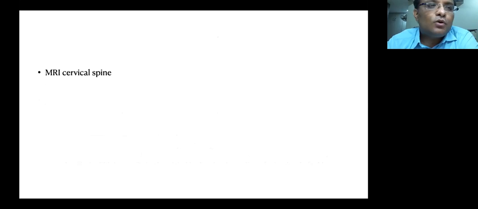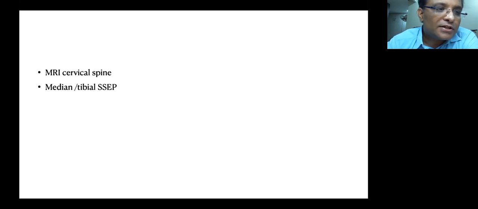Now, what we generally do when we encounter a patient with Hermit sign is get an MRI cervical spine to look for any structural abnormality, any compression, any lesion, any plaque. If MRI spine is normal, again we can go for somatosensory evoked potentials, median and tibial, looking for any prolongation of the cortical and cervical latencies.